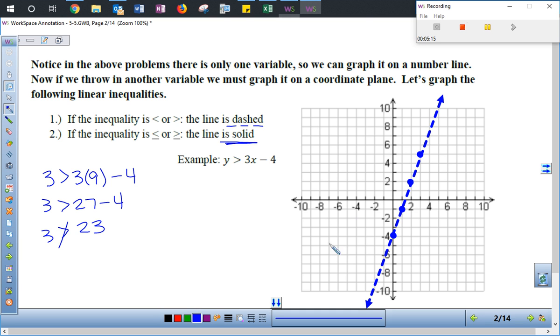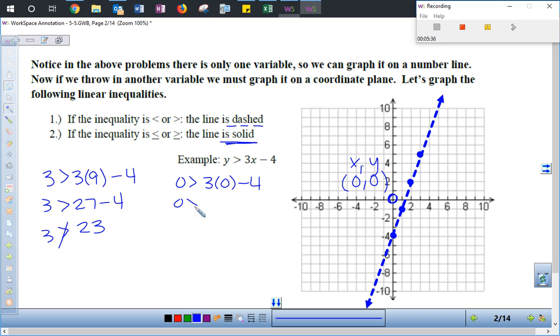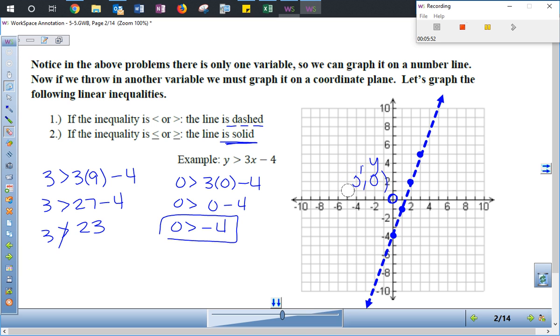Now let's see if I pick a number over here on this side of the line if it's going to work. So the easiest number over here on this side is going to be this one right here, 0, 0. So let's see what happens when I substitute that in. So if I substitute x, y, I'm going to substitute 0 in for y and 0 in for x. So that's going to be 0 is greater than 0 minus 4, and 0 is greater than negative 4. Now this is a true statement. 0 is greater than negative 4. So that means this ordered pair works. It makes it true, which means every ordered pair on the same side is also going to work.